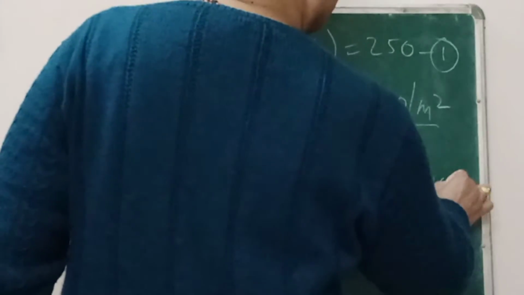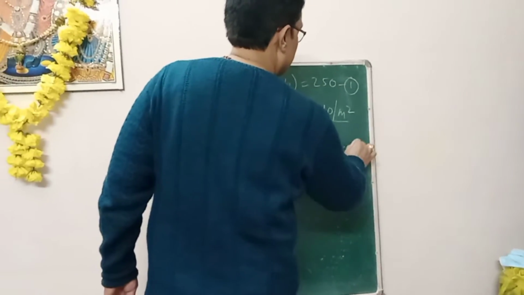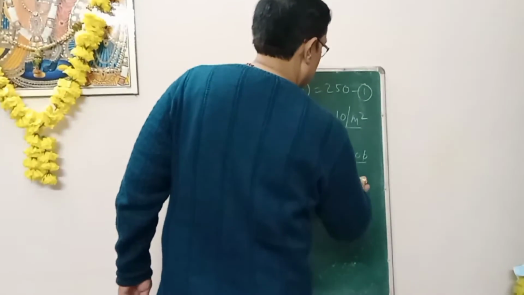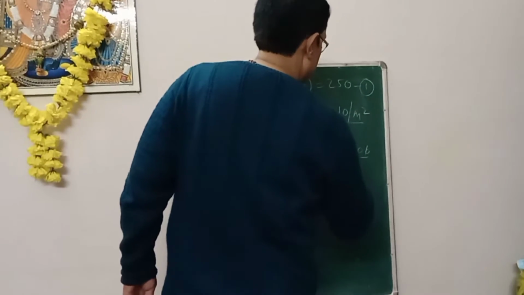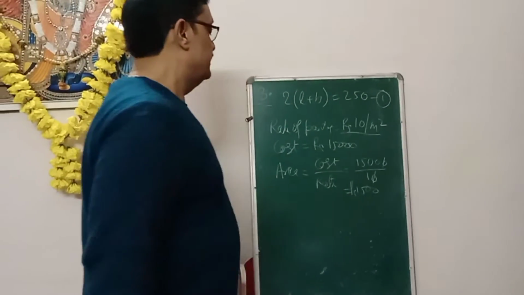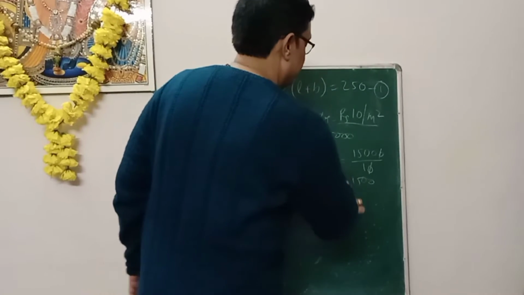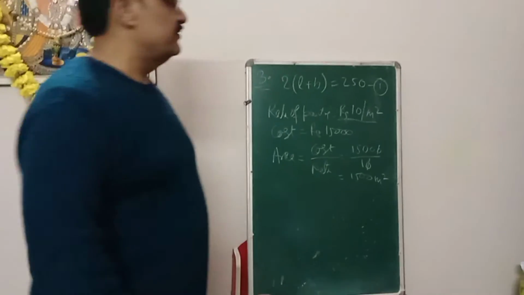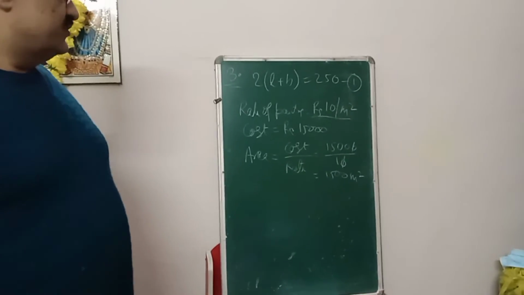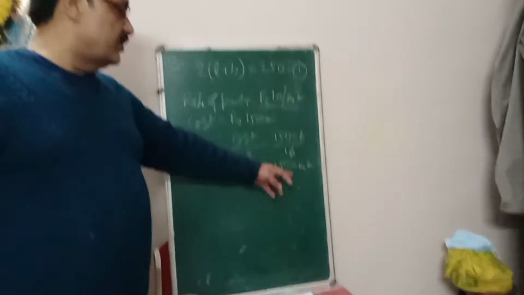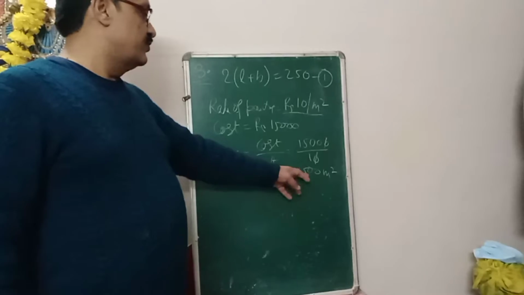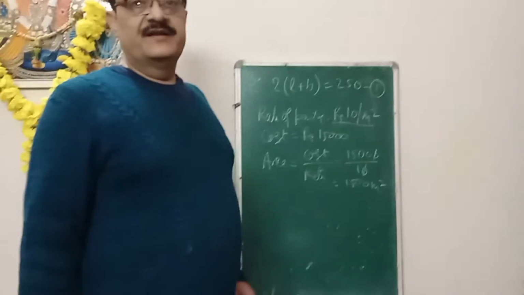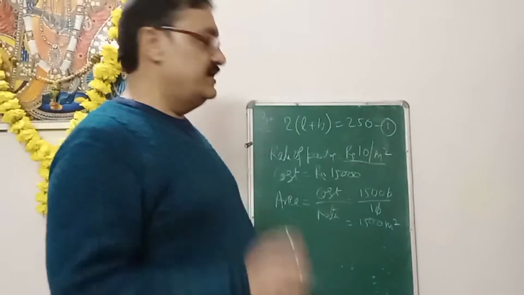Cost is 15,000 divided by rate is 10. So this is rupees 1,000, this is area. So this is 1,500 meter square. So area of the four wall, we have calculated.